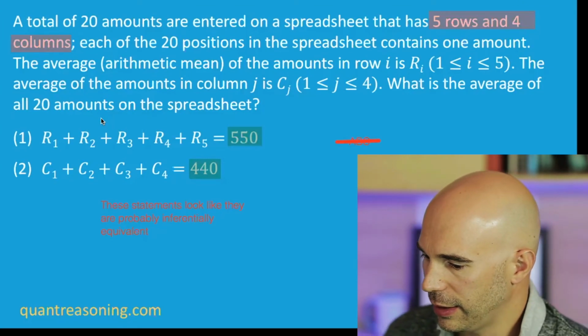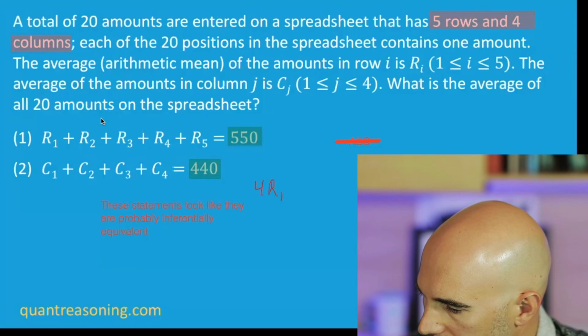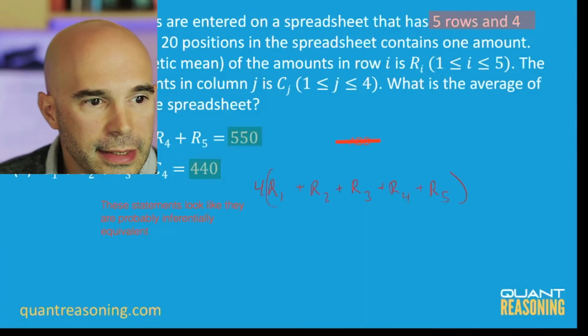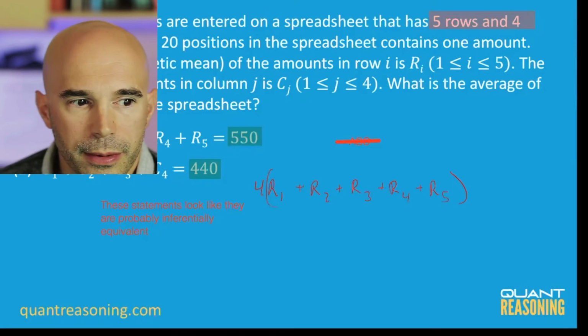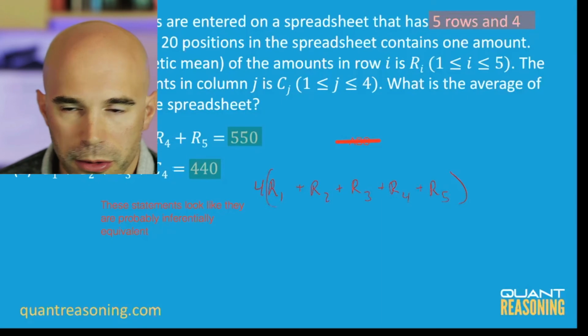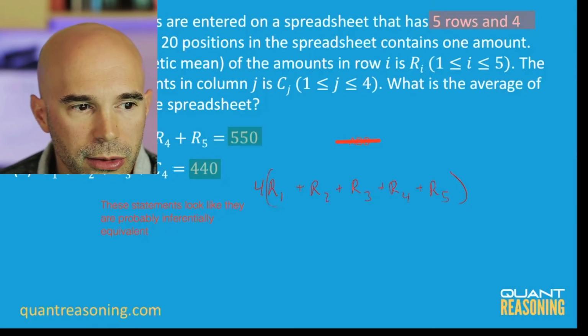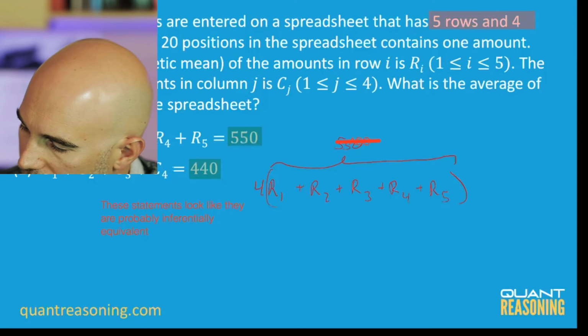Yeah, so let's remind ourselves. So we said that 4R1 is the sum of row 1. If you were to say this, then you'd get the sum, because you're adding up all of the sums of the rows. The sum of row 1 is 4R1, the sum of row 2 is 4R2, and so on. So if we know that this amount here in the parentheses is 550, then the sum total is 4 times 550, which is 2200.